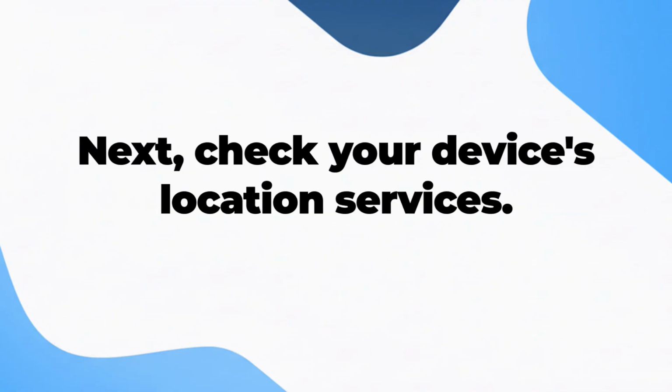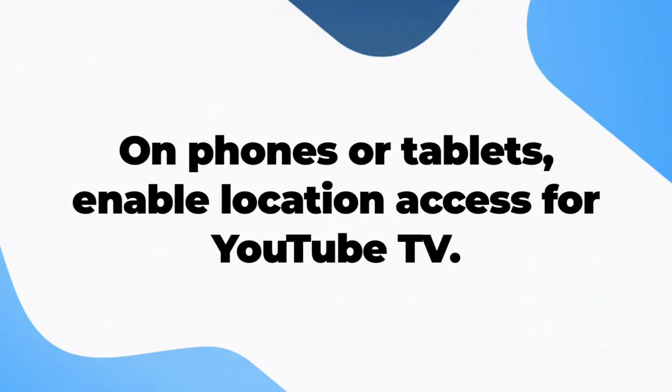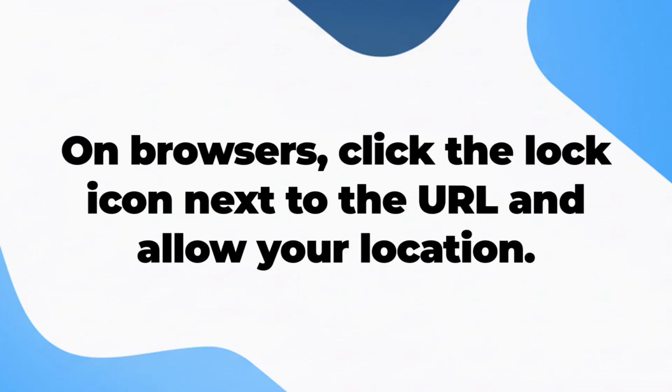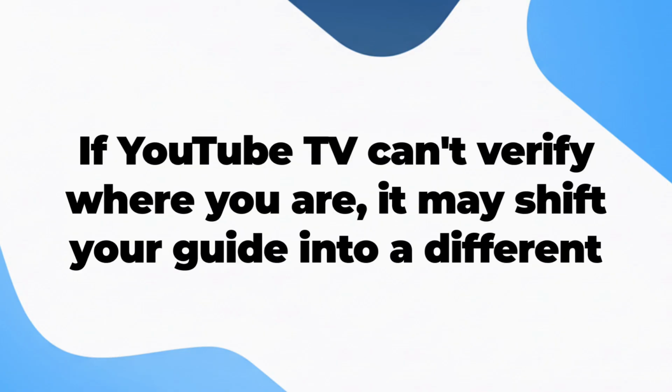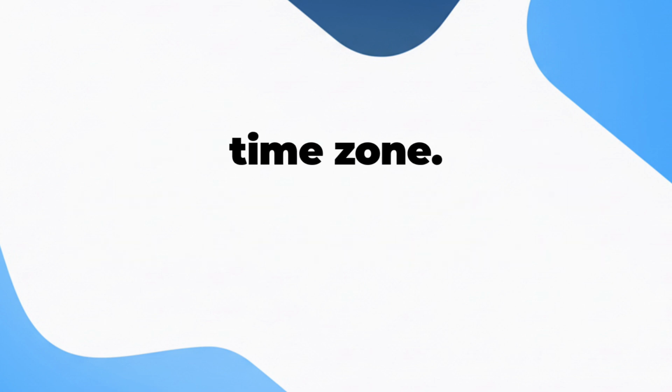Next, check your device's location services. On phones or tablets, enable location access for YouTube TV. On browsers, click the lock icon next to the URL and allow your location. If YouTube TV can't verify where you are, it may shift your guide into a different time zone.